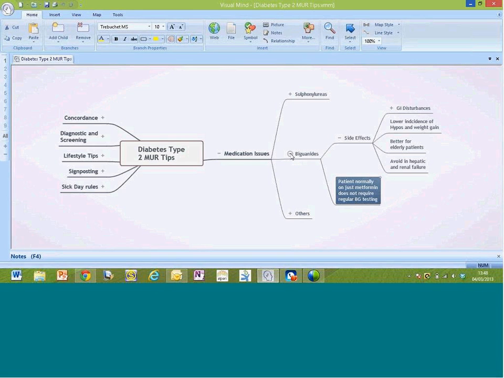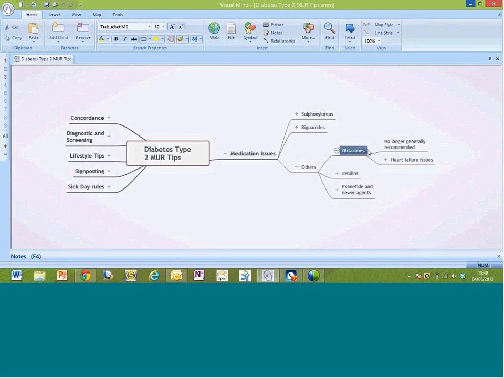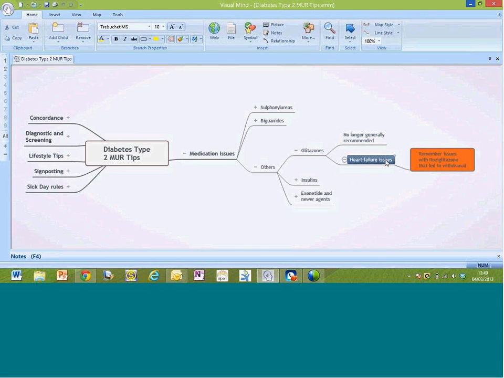In terms of others, there's been a huge amount of publicity with regards to glitazones. It's no longer generally recommended, especially with patients with heart failure issues, and one of the casualties in the glitazones, for example, was rosiglitazone, which was withdrawn, and pioglitazone also has similar sorts of issues. So bear that in mind as well. Patients with glitazones, if you have any issues with the heart, I mean, again, I'm very unlikely that you'll see one, but it's just something for you to bear in mind.